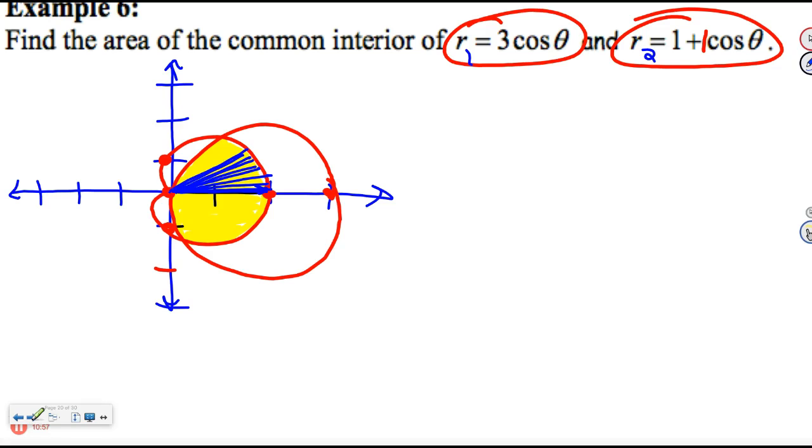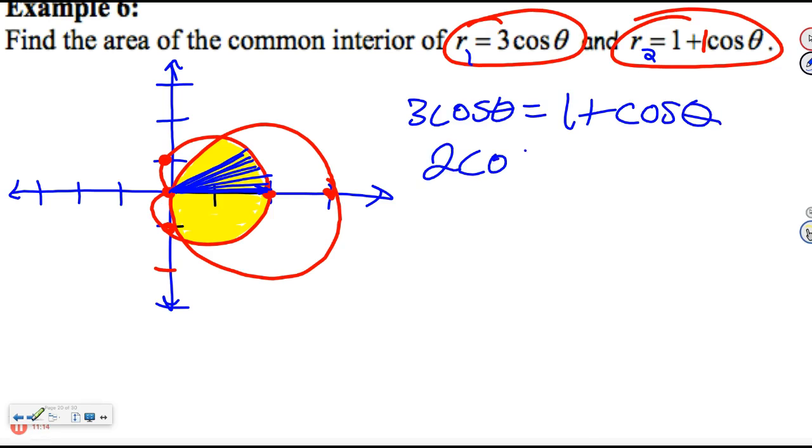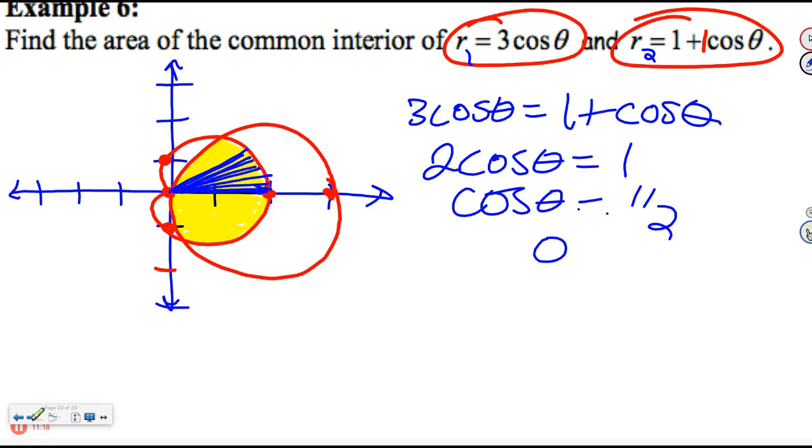What would you guess the intersection is, just because I have such a great graph? Pi thirds, go find it though, just verify. You should always verify, but it's going to be pi thirds, or I would have a calculator, right? So 3 cosine theta equals 1 plus cosine theta, which means 2 cosine theta equals 1. Cosine theta is 1/2, it's got to be at pi thirds. It's exactly where it looks like. I'm going to draw that boundary radial, and I'm going to shade all of that in.